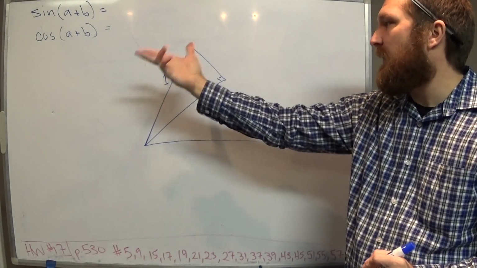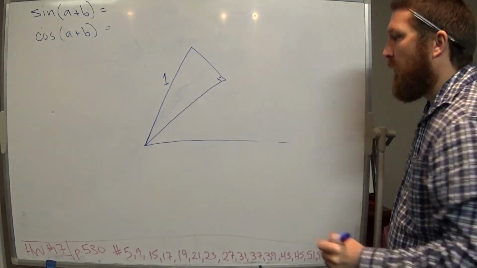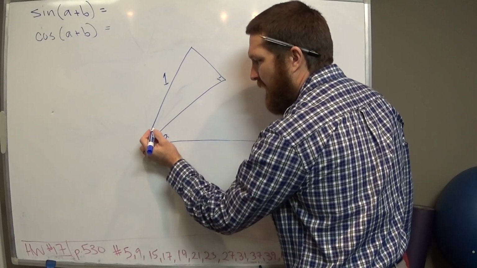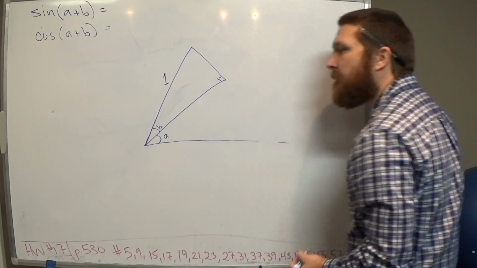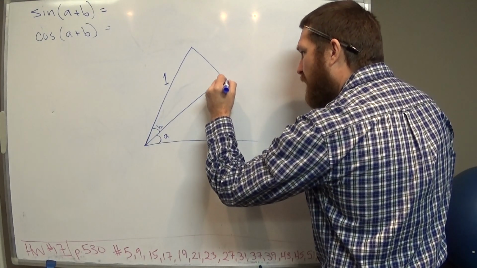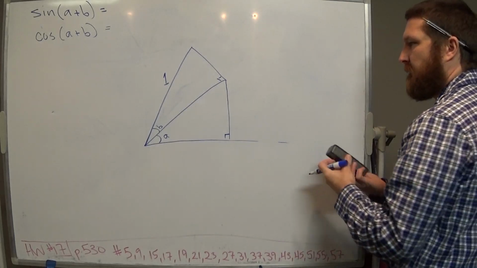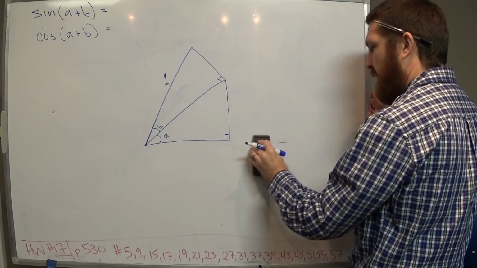So it looks like I'm going to need an A and a B. How about I let this be A right here. That angle is A. This angle is B. What I'm going to do is now draw this straight down like that, and there's my right angle. Okay? Everybody with me so far?